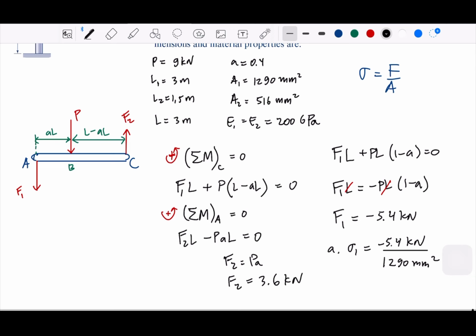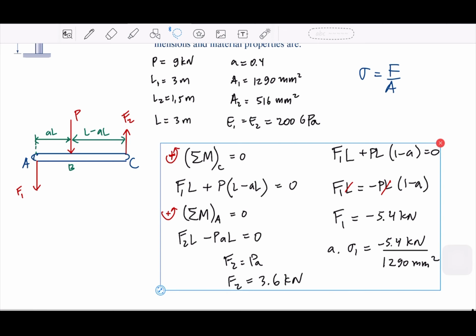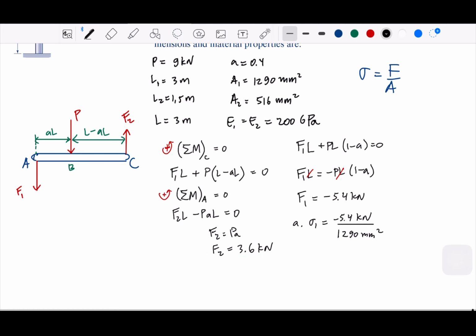Checking the calculations. Okay, the result will be in GPa, but I think it will have this long of decimals. So let me change to megapascal. Maybe make it a little bit smaller. Okay, so this will be equal to 4.18 MPa, and the negative means it will be compressive.